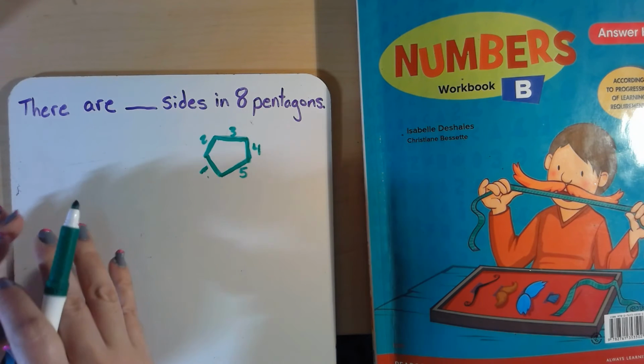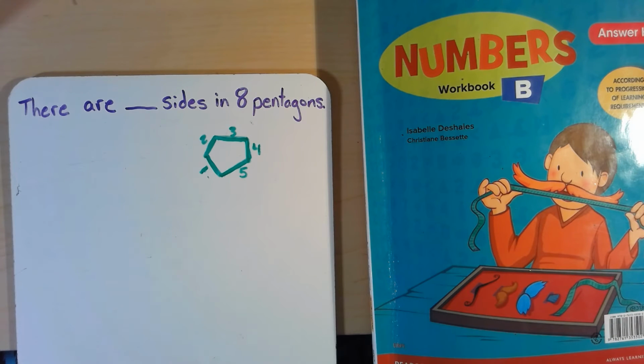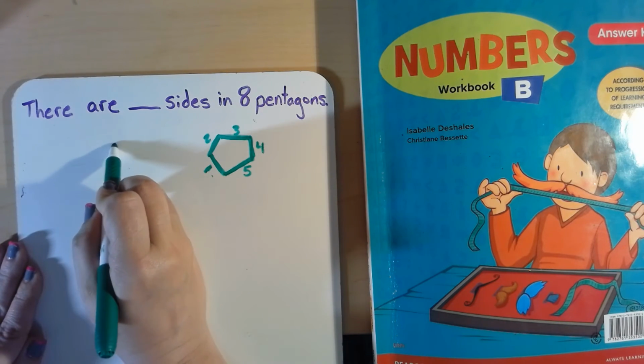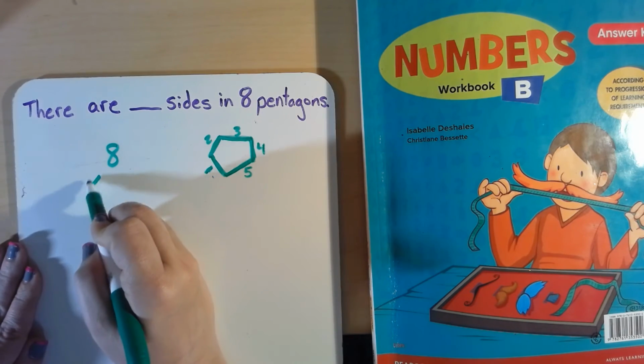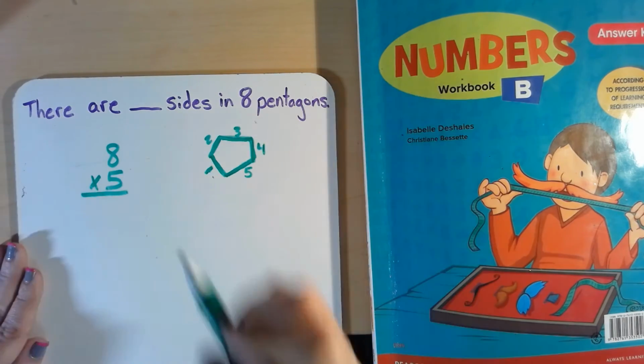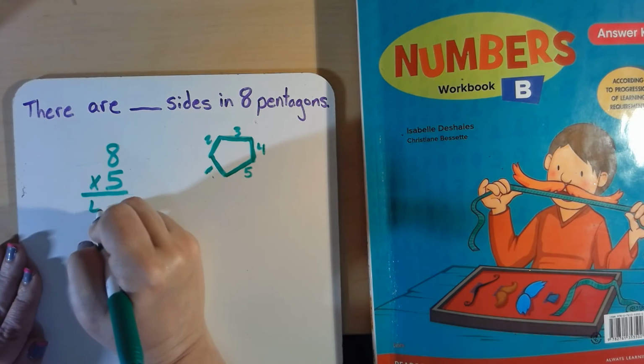So am I going to draw a pentagon 8 different times? How can I do this quickly with multiplication? What 2 factors do I have to multiply together to find out how many sides there would be in 8 pentagons? What do we think? 8? Yeah? Times 5. That's correct. 8 times 5. So 8 times 5 is 40.